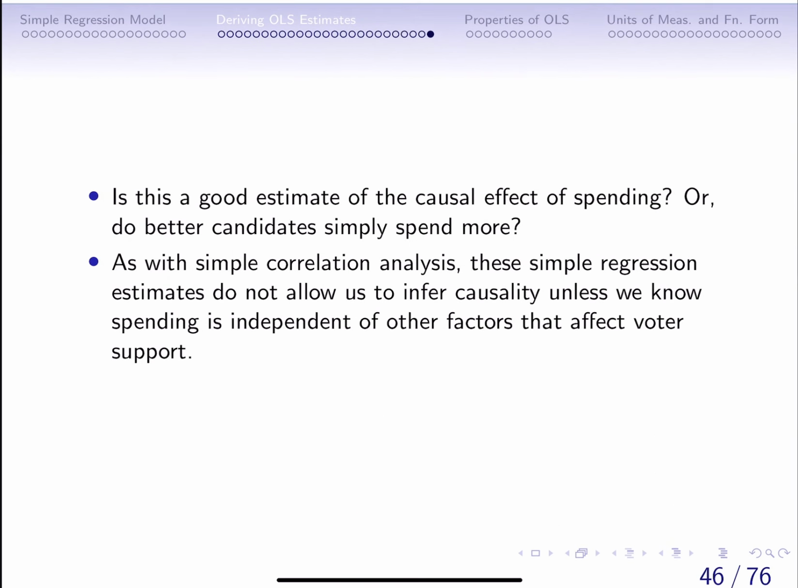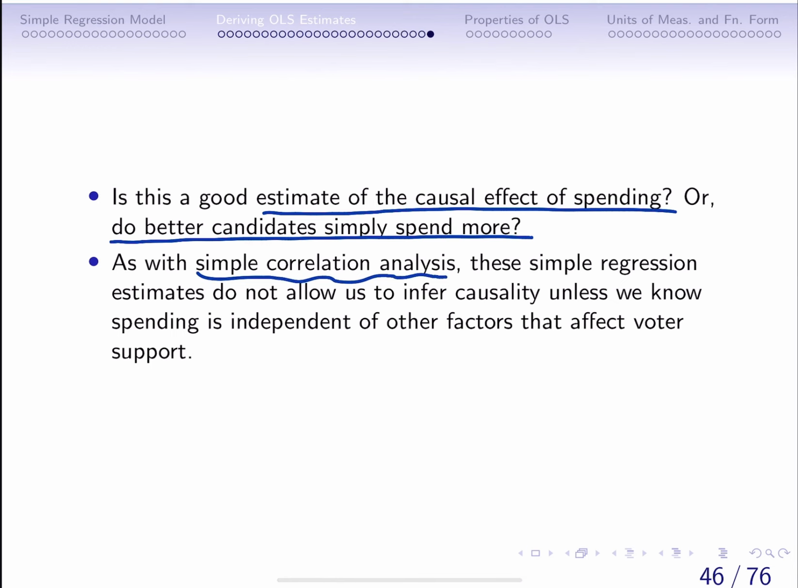Now you might want to think about the question whether this is a good estimate of the causal effect of campaign spending, or is it the case that better candidates just tend to spend more when elections are going on? With simple correlation analysis, this will not allow us to infer causality, unless we know that there are other factors that we took care of that could affect voter support, etc.